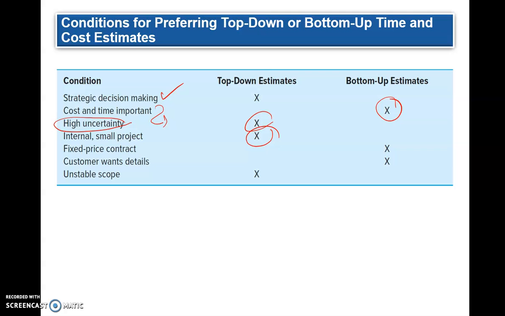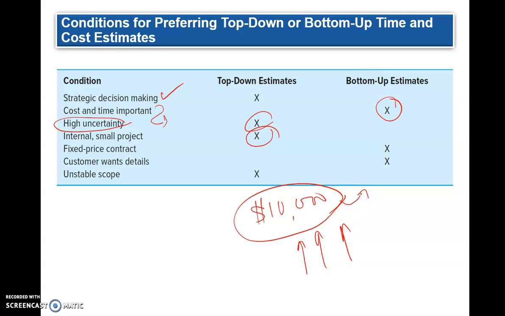In a fixed price contract, in the sense that if a contractor comes and tells you, this project is going to take $10,000, at that time, it is better for the contractor to come up with a detailed estimate, because if it goes over $10,000, the contractor has to eat that money. The buyer is not going to pay for it because he got a quote for $10,000. So the contractor has to be careful. That's why he will go for the bottom-up estimate.